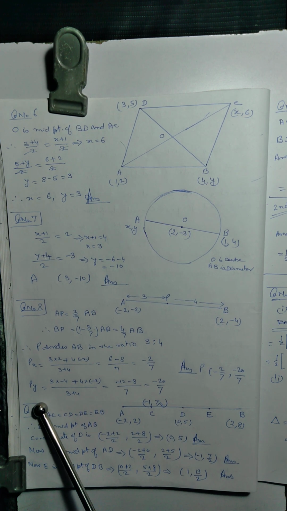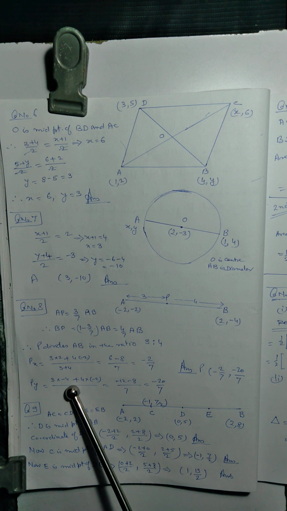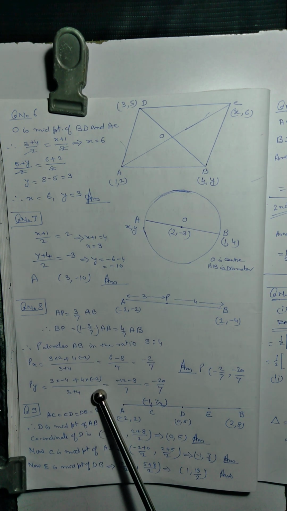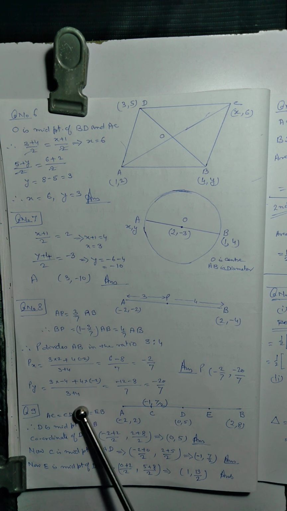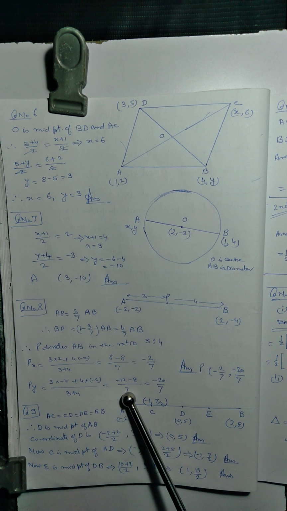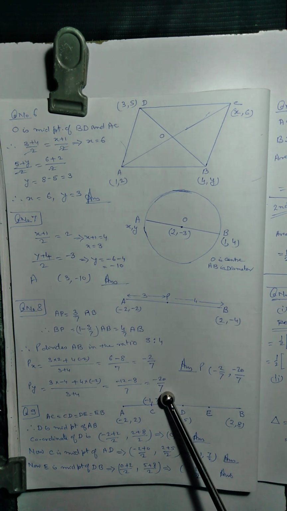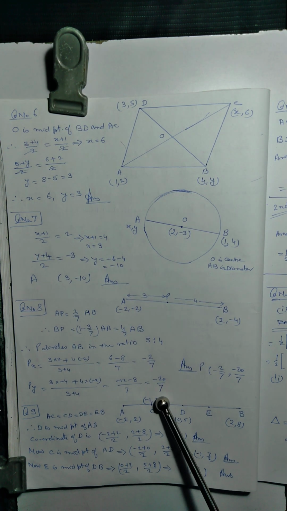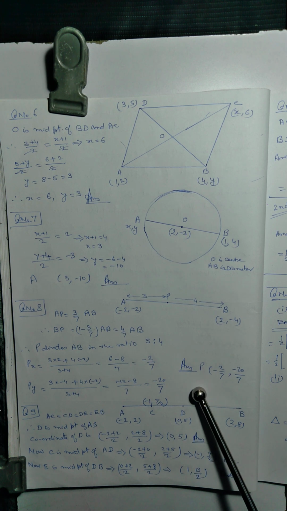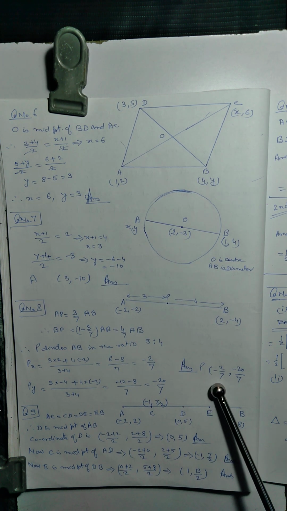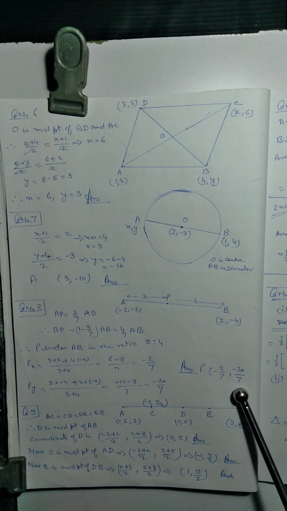Similarly for Py, you see (3 into minus 4 plus 4 into minus 2) whole divided by (3 plus 4), and it will be equal to (minus 12 minus 8) divided by 7, and it will be minus 20 by 7. Hence the answer will be the coordinate of the point P will be (minus 2 by 7, minus 20 by 7).